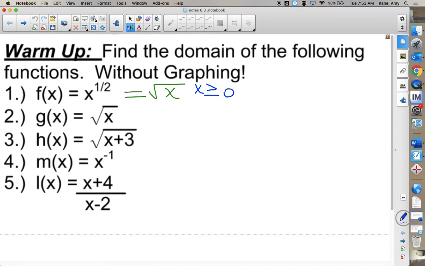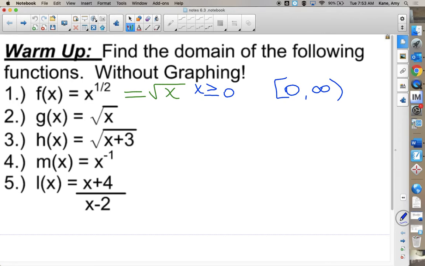If there was another expression underneath there, then we would say that whole expression has to be greater than or equal to 0. So Jack, in interval notation, if x must be greater than or equal to 0, how would you write that? 0, and then what goes around the 0?